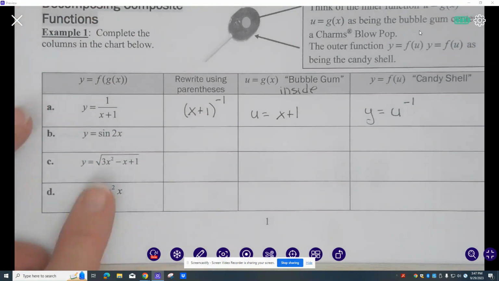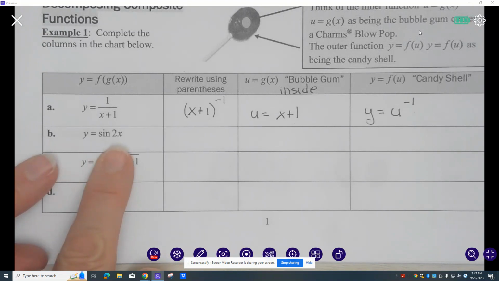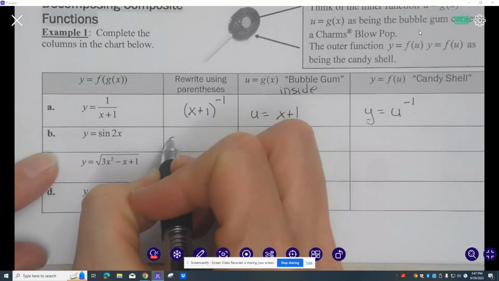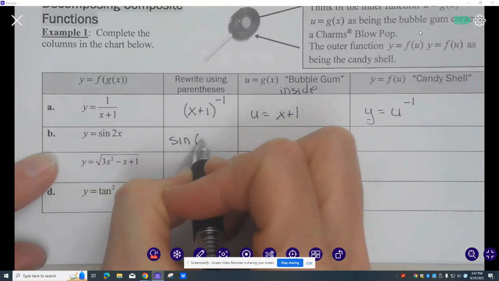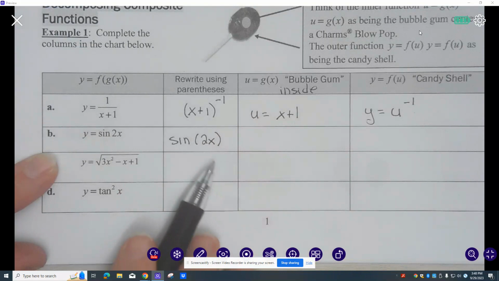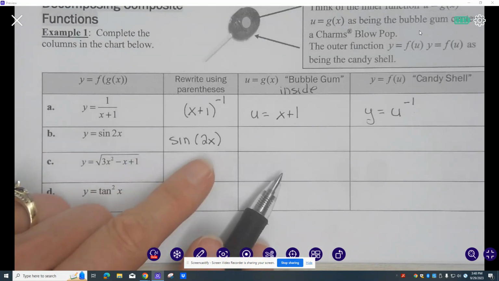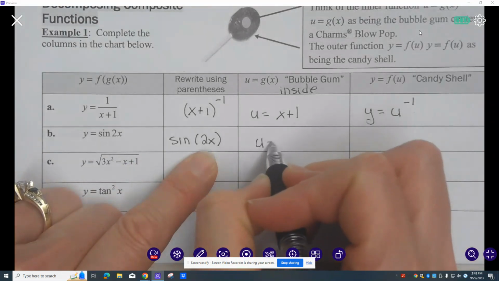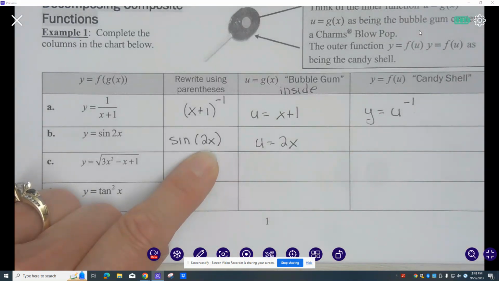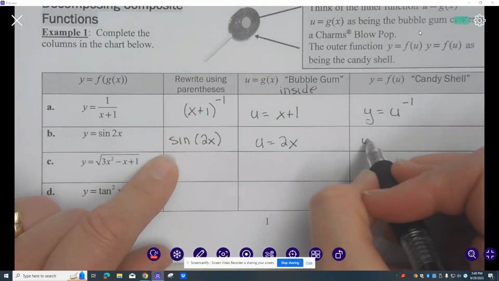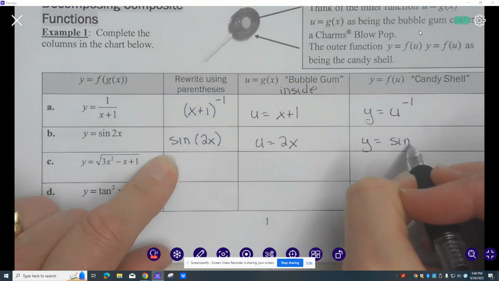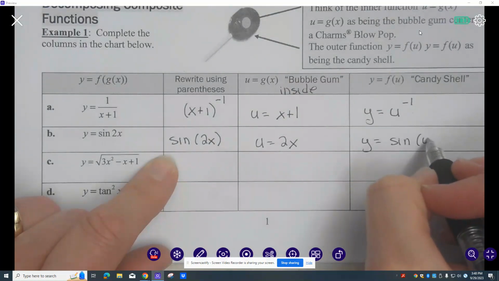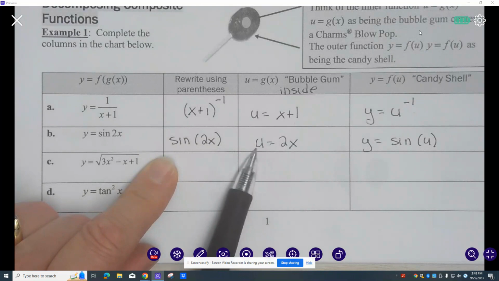Let's look at another one. y equals sine of 2x, using parentheses. This is kind of like the one we did up there. Sine is on the outside. The inside is 2x. 2x is a function. It's a linear function with a y-intercept of 0. What's on the inside? 2x. So u equals 2x. Sine is on the outside, so y equals sine of u, because I've said u is 2x.